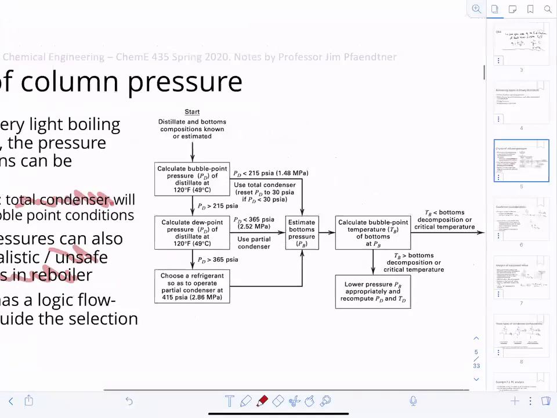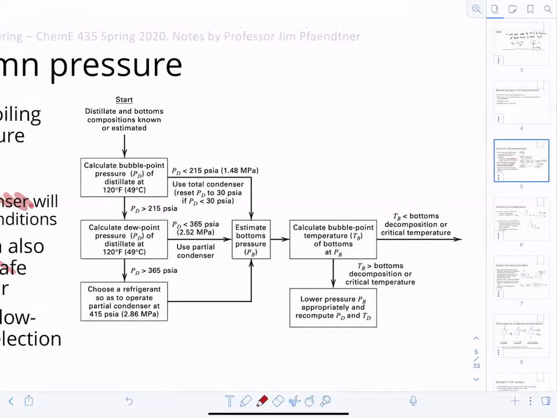This is figure 7-16, I think. Certainly it's somewhere in chapter 7. It gives you a logic framework for figuring out how to select the pressure of the column. It begins, of course, with knowing the composition that you're going to run your column at. So you've solved the mole balance using a graphical method or a process simulator.